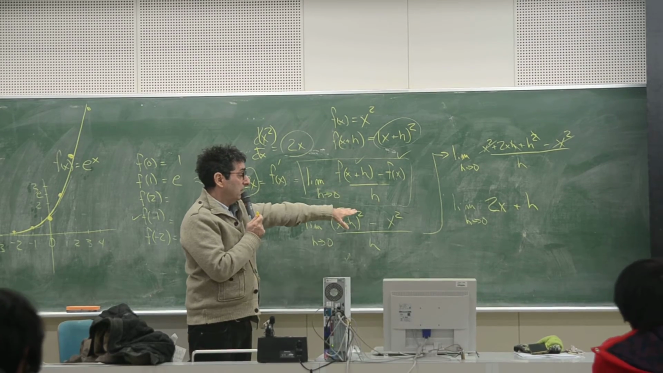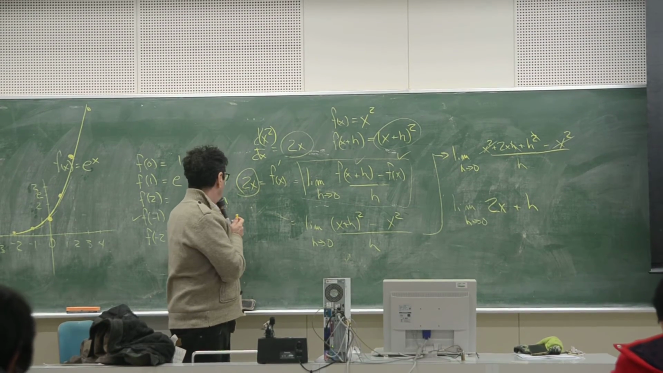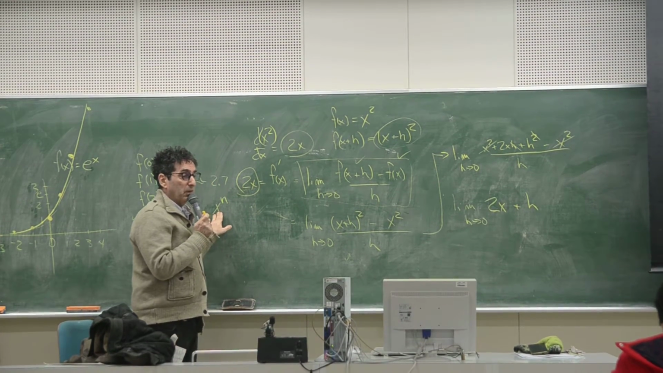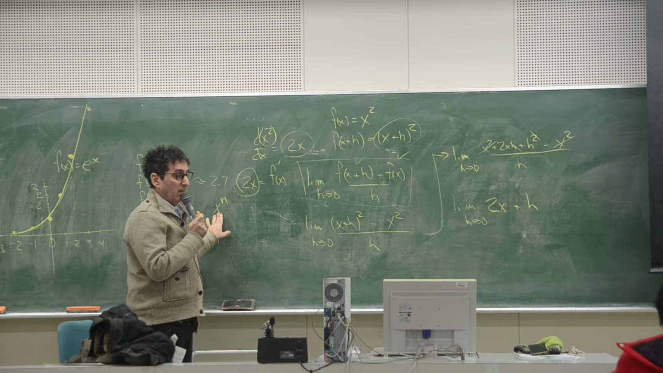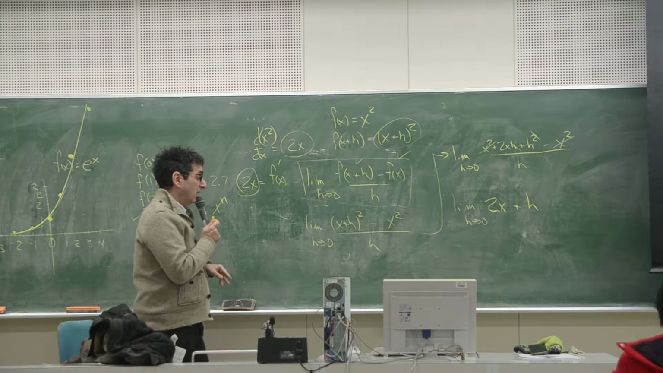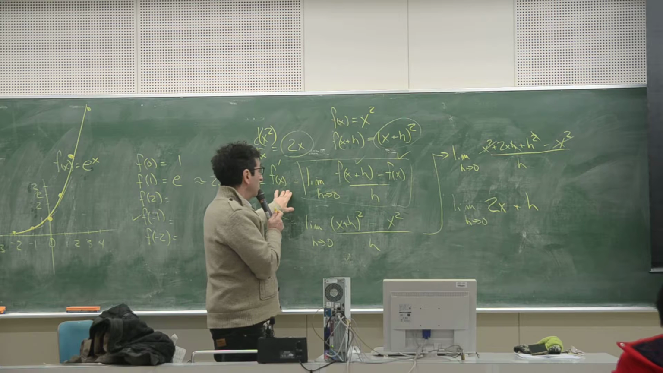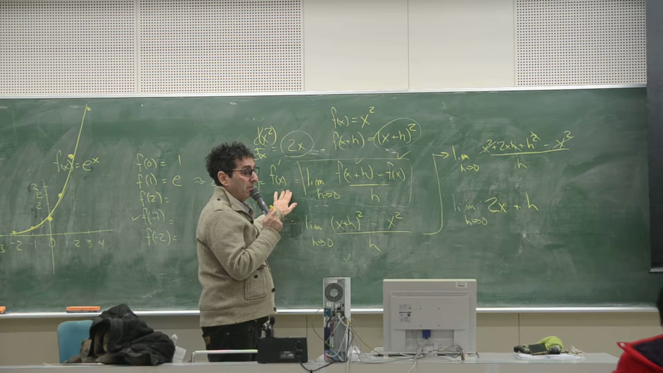You're not going to use this, you're just going to use the x to the n rule, right? But you could have used this. Okay? So this is the original definition of the derivative.